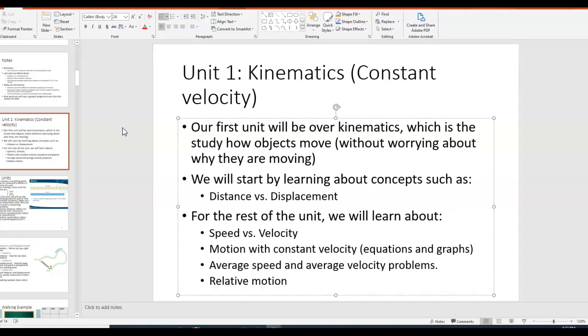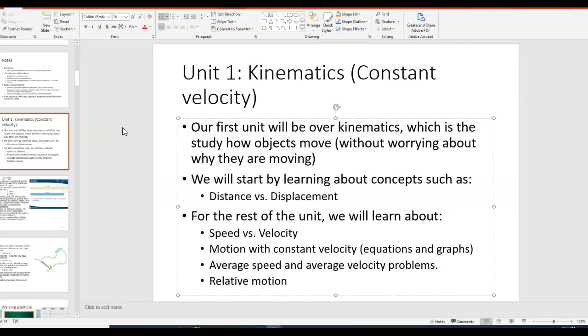Okay, so this is Unit 1, Kinematics, Constant Velocity. This is going to be our very first unit over kinematics. Kinematics is basically the part of physics that studies how objects move without worrying about why they are moving. In later units, we'll talk about things like forces that actually cause things to move. But we're not going to worry about that right now. So we're just going to start off with the very, very basics.